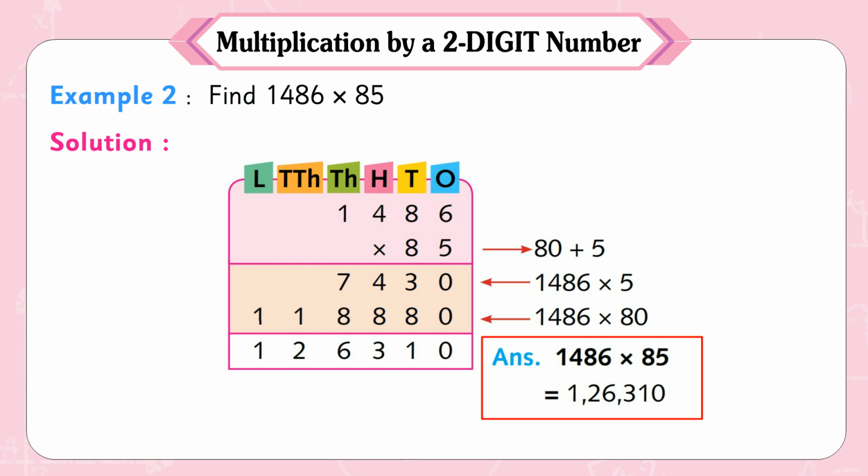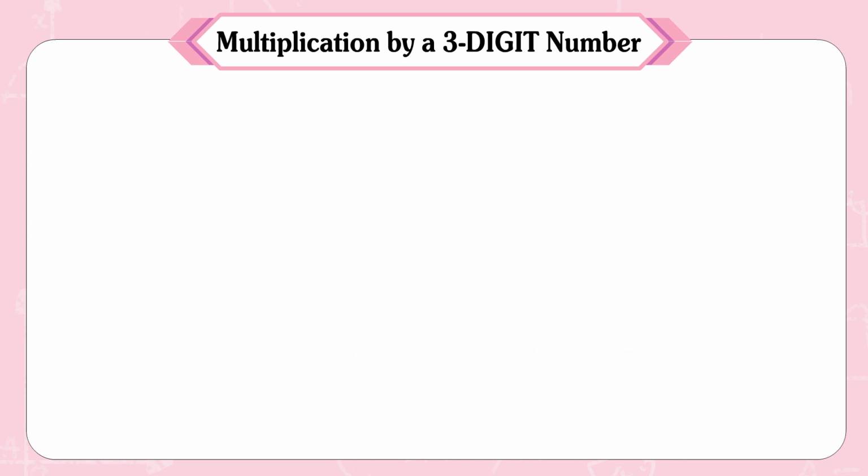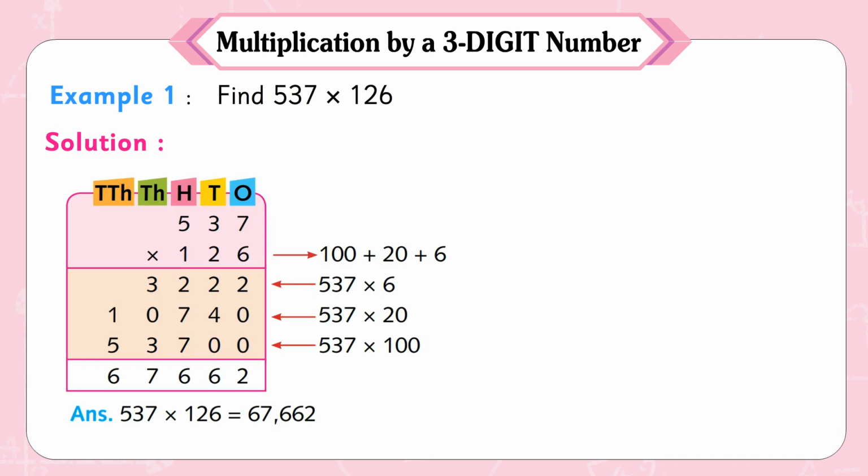Answer. 1,486 into 85 is equal to 1,26,310. Multiplication by a three-digit number. Example 1. Find 537 into 126. Solution.